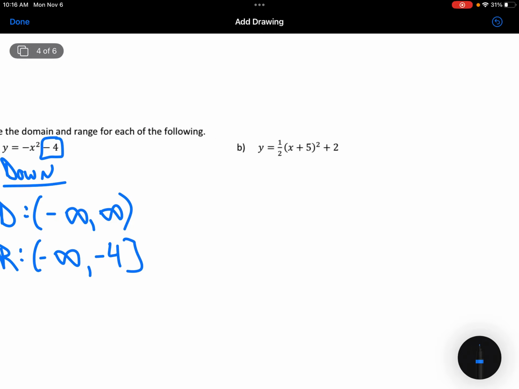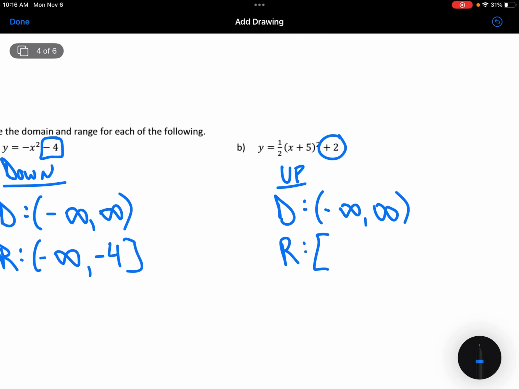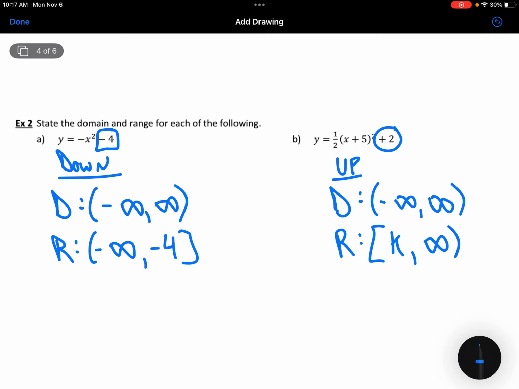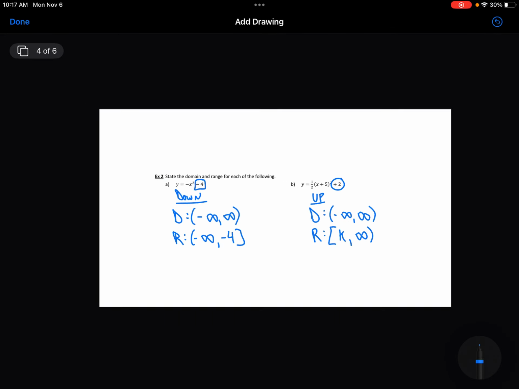Okay, if we look at this one, we're facing up in this case because we have a positive a value. So our domain is always the same, -infinity to +infinity. But our range in this case is gonna start at our k value and go up to infinity. We don't care about anything else in the graph. All we care about is which way the graph is facing and the k value.